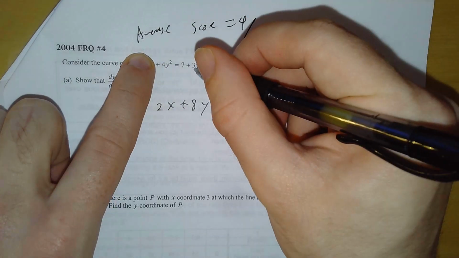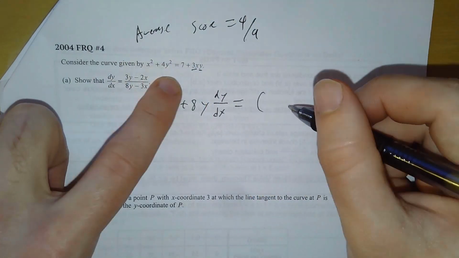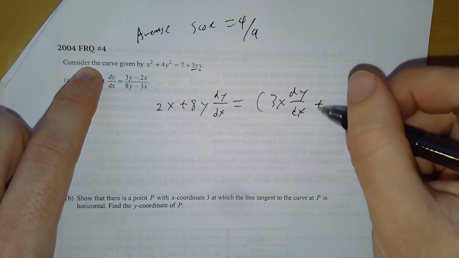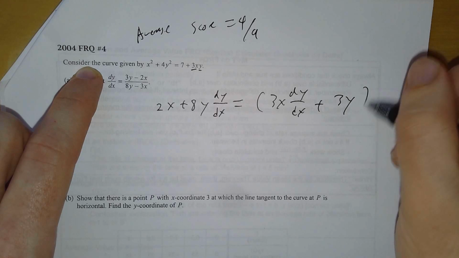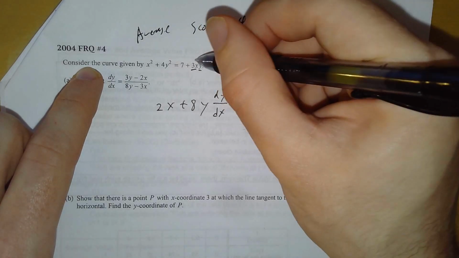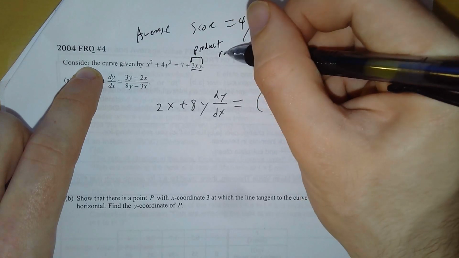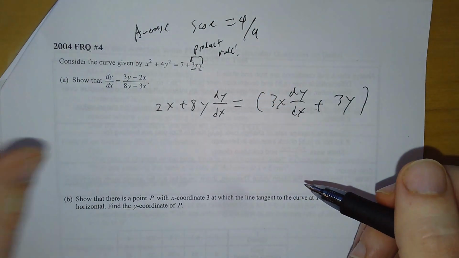And then we have a little mini product rule here, right? Left, right: 3x dy dx plus 3y. All right, that's a little mini product rule. Make sure you don't miss that. That is a common thing to miss. Product rule, don't forget.